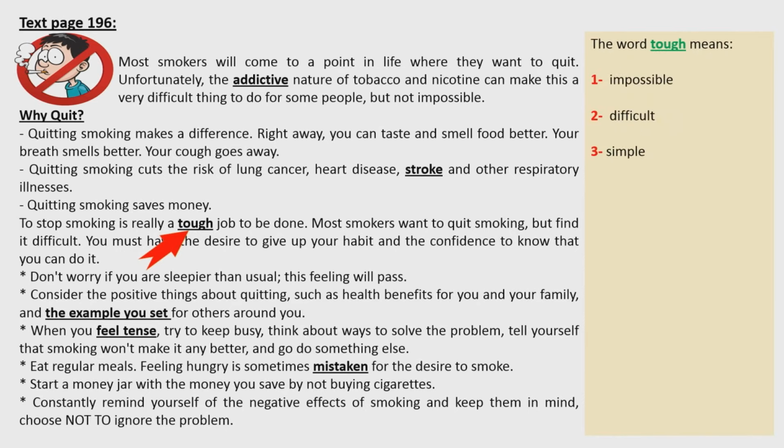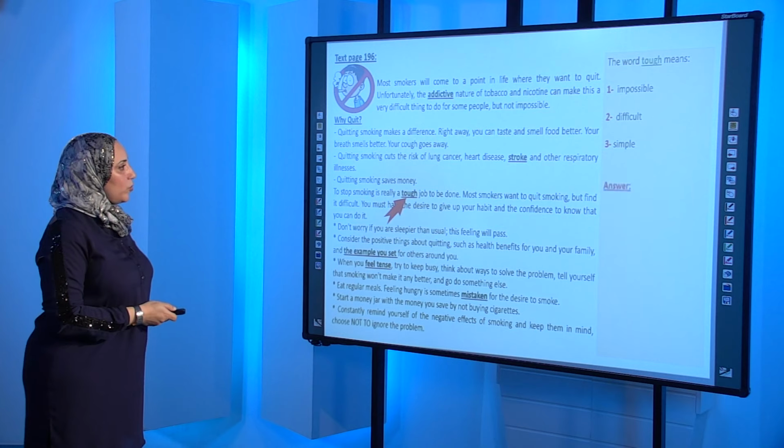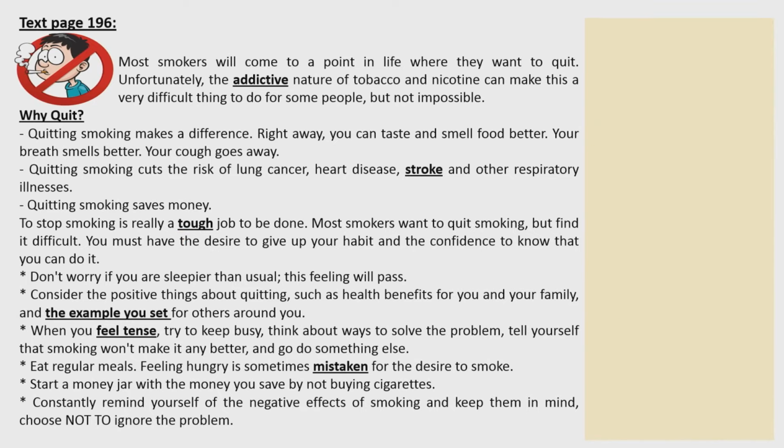Is it an impossible job to be done, a difficult job to be done, or a simple job to be done according to you? Yes, well done. Tough means difficult. It's an adjective. The noun is toughness. Let's move on.